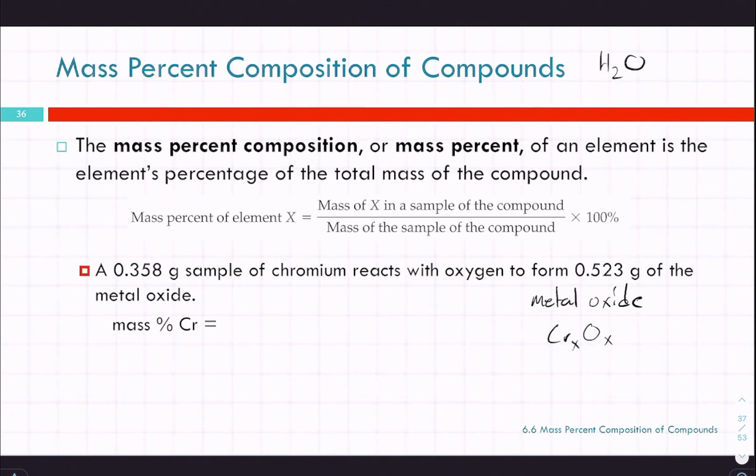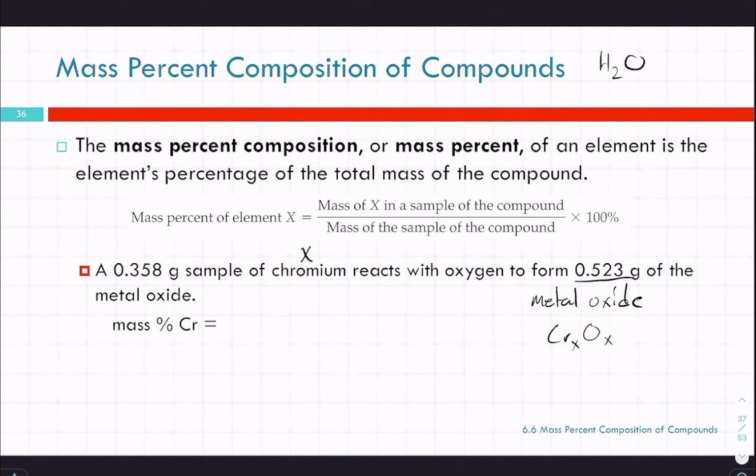But we can use this formula. Say the mass of X in a sample of the compound. So here for this problem, X is our chromium. So it's going to be of 1 element in the compound. And then we can divide that by the mass of the sample of the compound, so the whole thing, in this case, the metal oxide. And then multiply by 100, and that'll give us the percent mass.